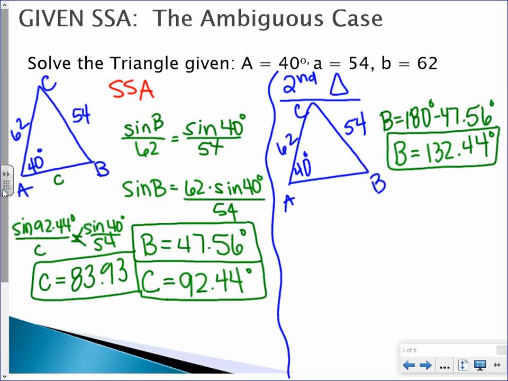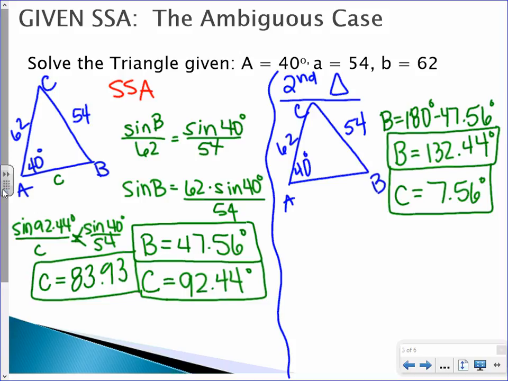Now let's move to our second triangle. In our second triangle, we have B is 132.44 degrees. So angle A remains as 40 degrees. So what does that make C in our second triangle? What do you say? 7.56 degrees.